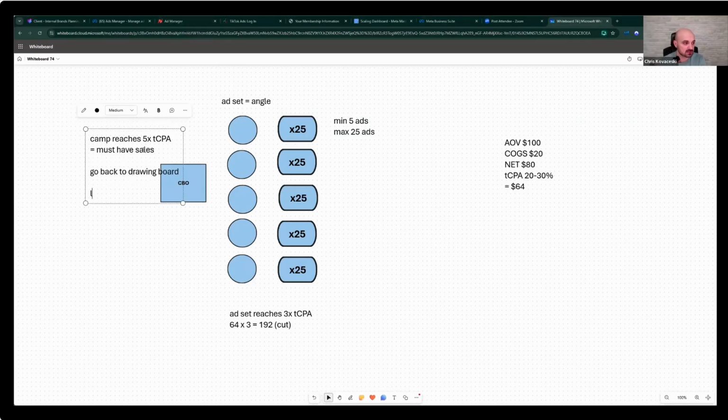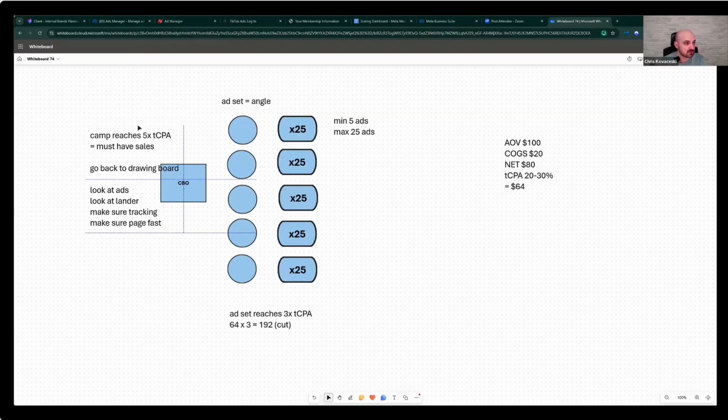You can look at ads, you look at Lander, make sure tracking is working, make sure page speed is fast. Like go back, if something is broken, if you're going to sell at that point, right? 10 times target CPA on a campaign level. So $640 spent. You want to be at break even or profitable, right?